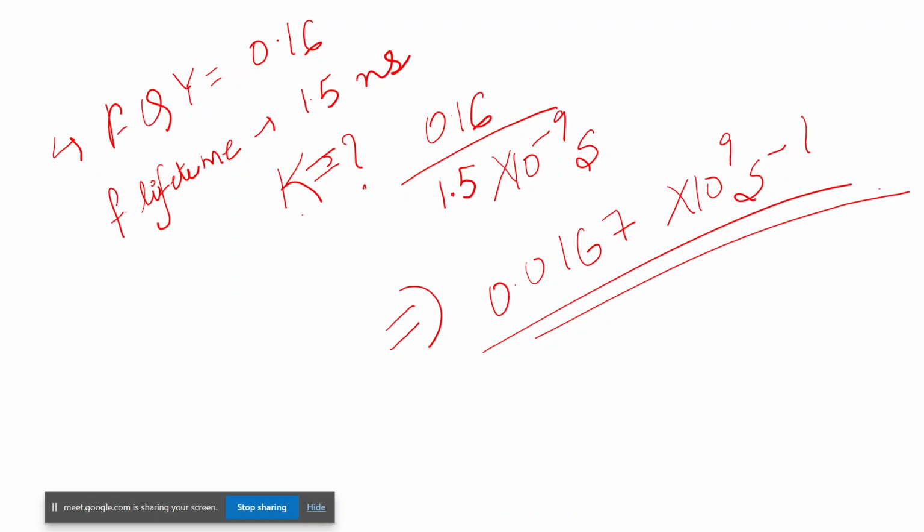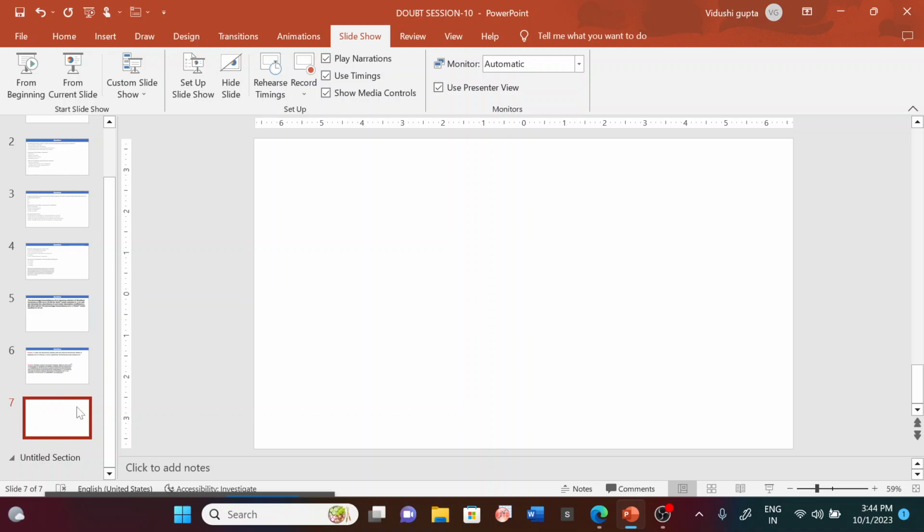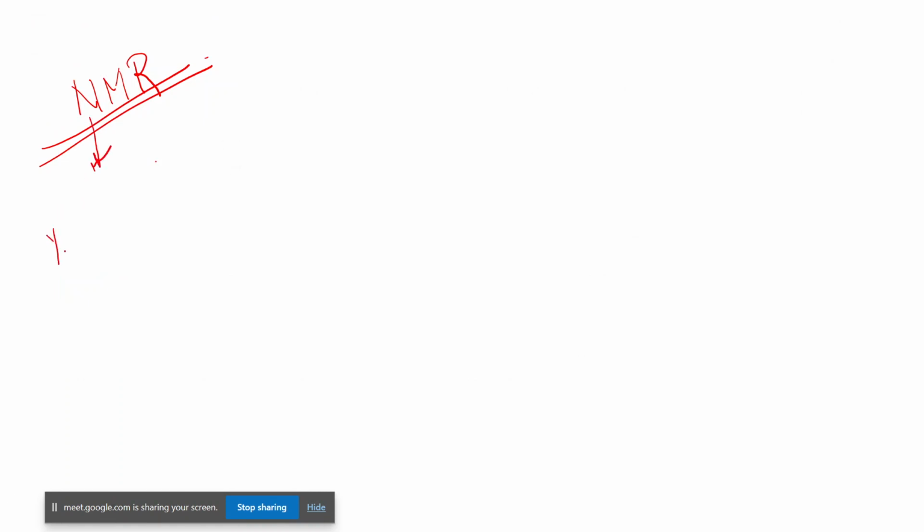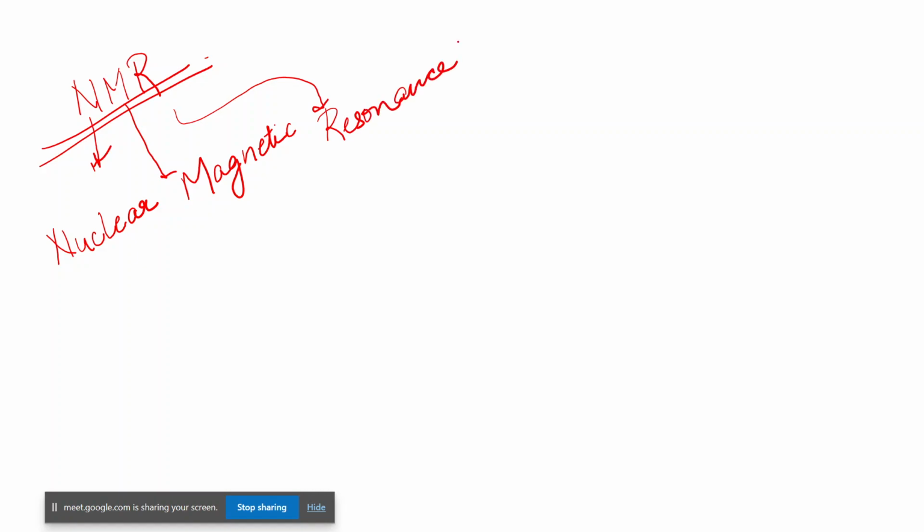So that's all. Now we will start a new topic, that is NMR spectroscopy. What does NMR stand for? Nuclear magnetic resonance. Correct. In today's session, we will discuss only a little of the basics of NMR, while in the next session we will have a complete session on NMR, with some questions related to NMR.